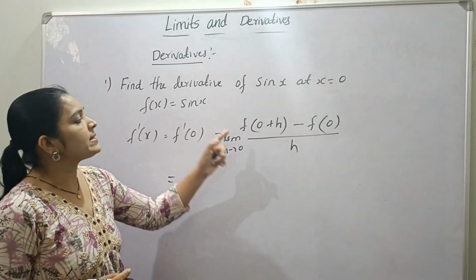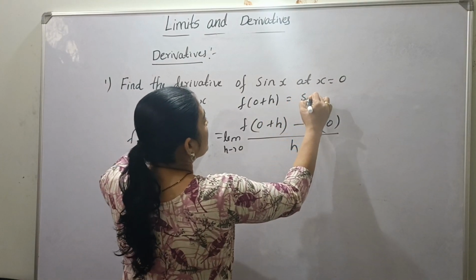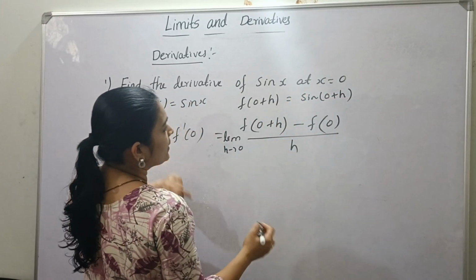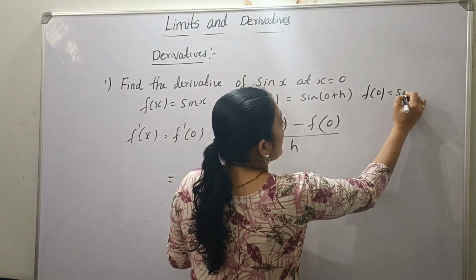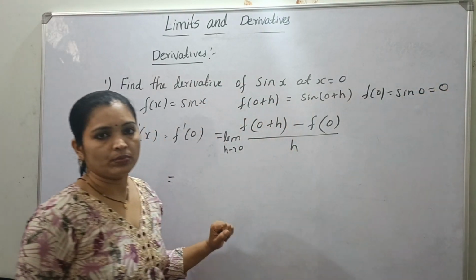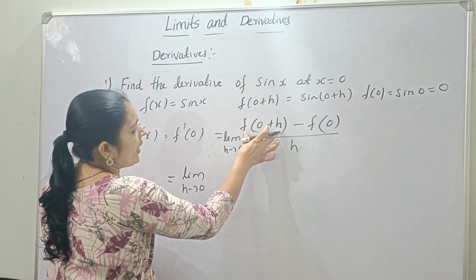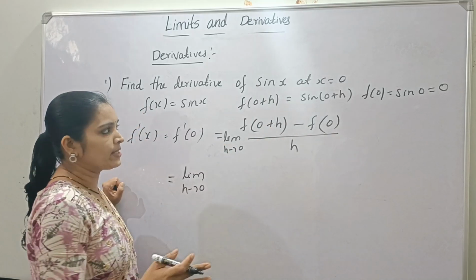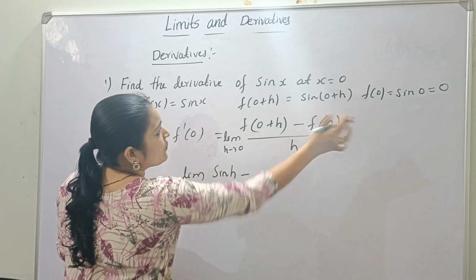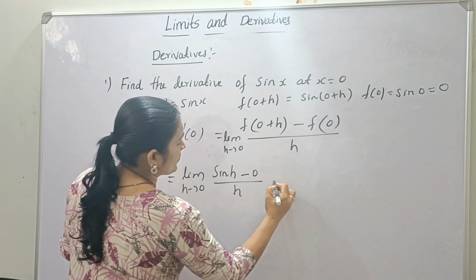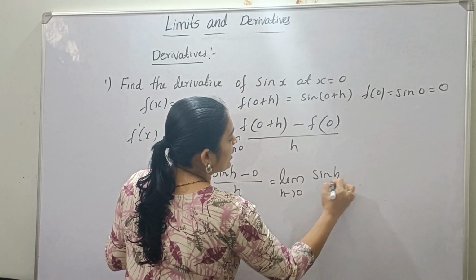Our function is f of x is equal to sin x. So f of 0 plus h is sin of 0 plus h, that is sin h. And f of 0 is sin 0, which is 0. So limit h tends to 0, sin h minus 0 divided by h, that is equal to limit h tends to 0, sin h divided by h.